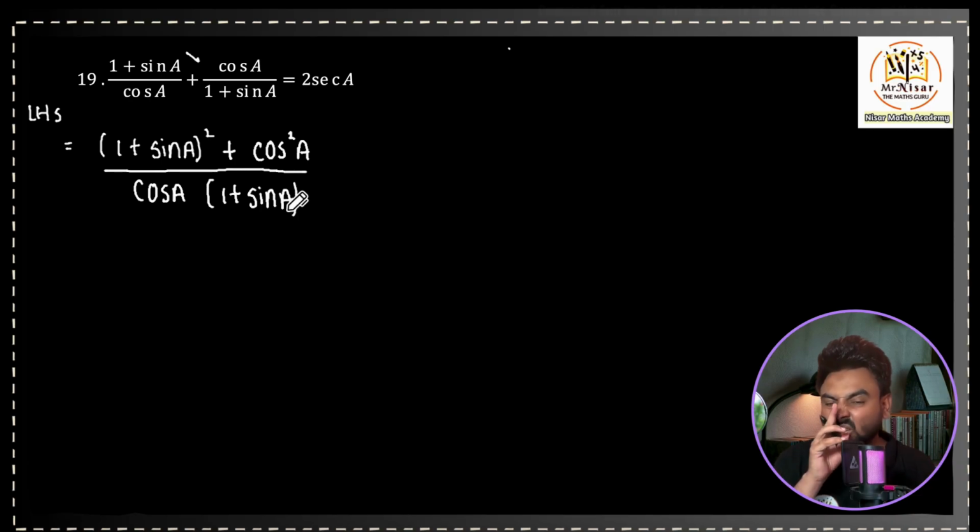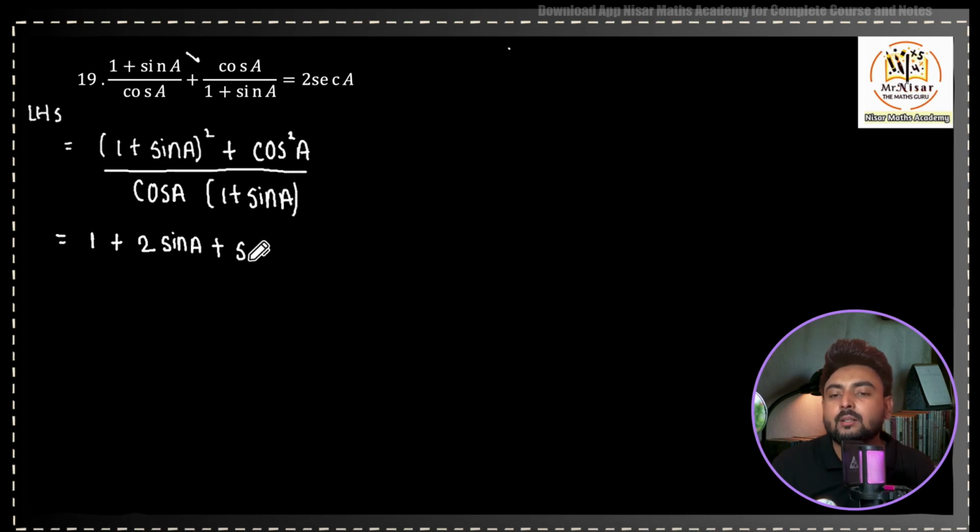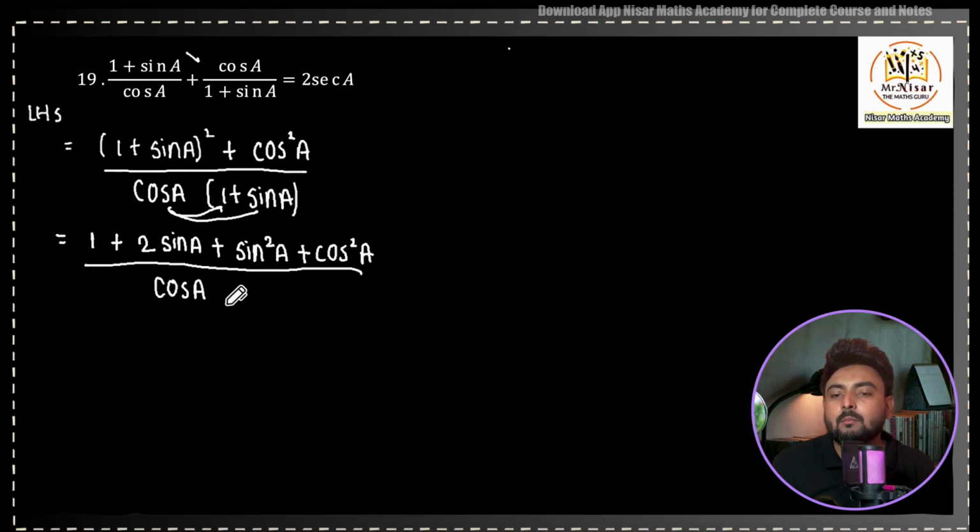Then what we can do ahead, it is the (a plus b) whole square formula. Just I'll expand it. a square, this is a and this is b, a square plus 2 into a into b, 2 into 1 into sin A, 2 into 1, 2 into sin A, plus b square. So b is sin, so sin square A, plus cos square A upon, what can be done, this can be multiplied with this. So cos A into 1, it will be cos A plus cos A into sin A.